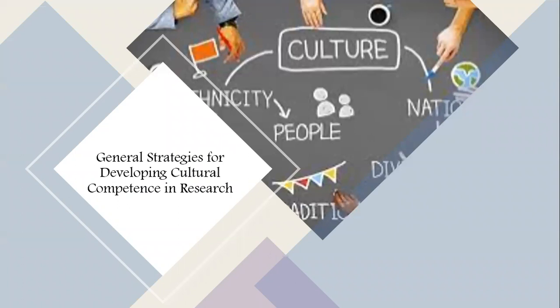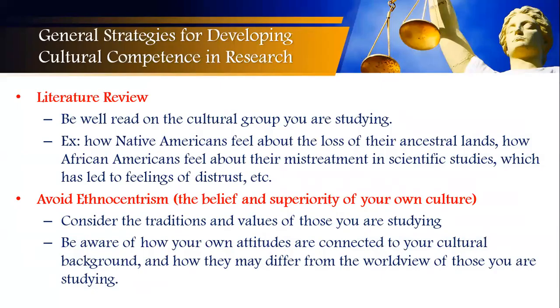Now let's look at some general strategies for developing cultural competence in research. One of the first things that we want to do before we go out into the field to engage in data collection is be sure that we are well read on the cultural group we are studying. For example, if we're engaging in research with Native Americans, we want to know how they feel about the loss of their ancestral lands. Or if we are engaging in research with African Americans, we want to understand how they feel about their mistreatment in scientific studies, which has led to feelings of distrust.